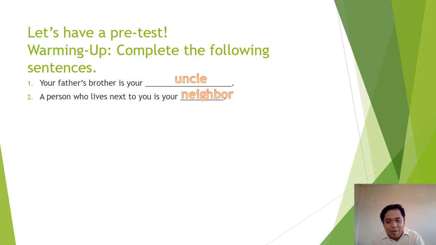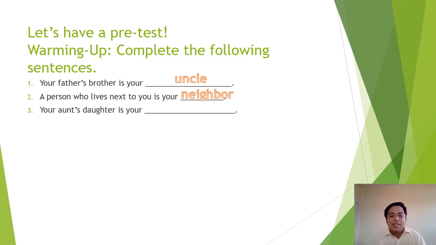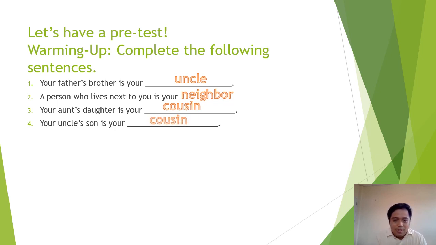All right, remember, neighbor. Number three, your aunt's daughter is your... What do you call your aunt's daughter? Your aunt's daughter is your cousin. Remember that. Number four, your uncle's son is your... Your uncle's son is your cousin. Your uncle and aunt's daughter or son is the same. Either daughter or son, male or female, they are your cousin.